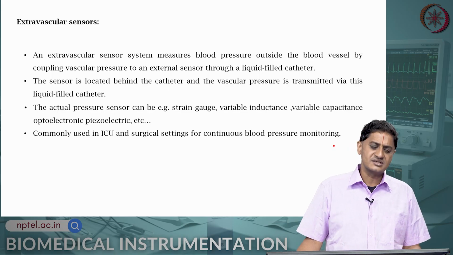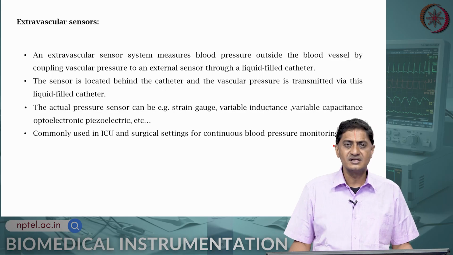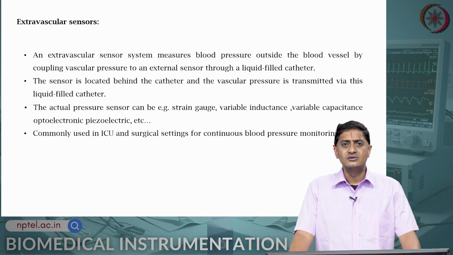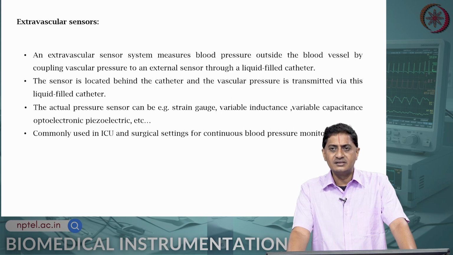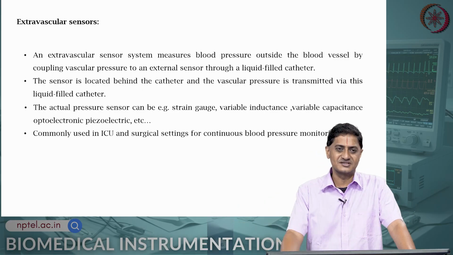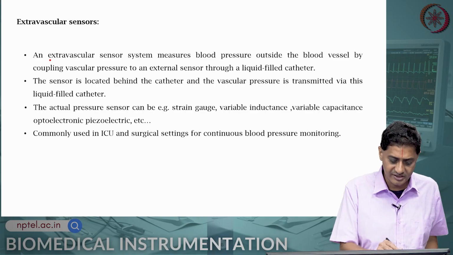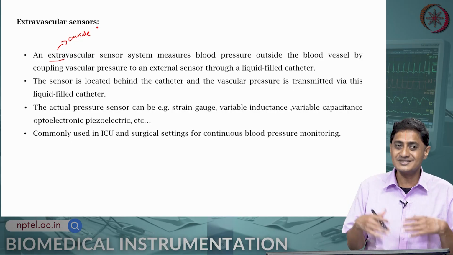The other method for measuring blood pressure is using extravascular sensors. What are extravascular sensors? These are those that measure blood pressure by using a fluid filled catheter, and the measurement itself is done outside the vascular system. That is what is the extravascular. Extra means not more, extra means outside, vascular means vascular, outside the vascular system.